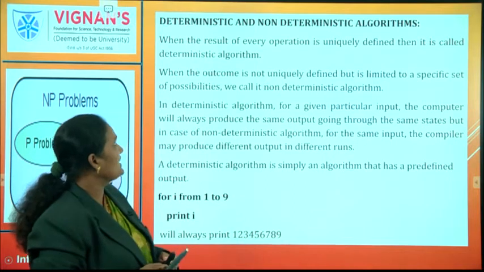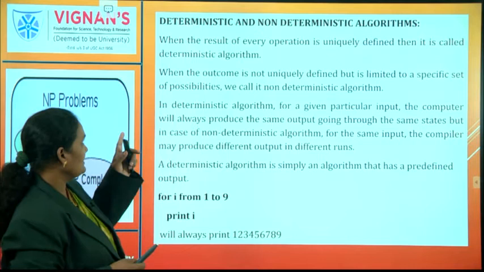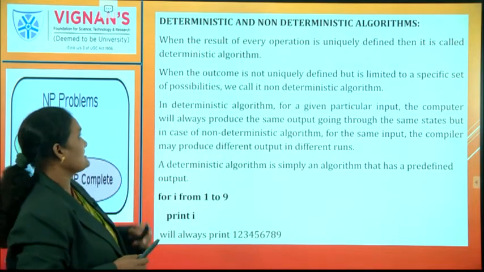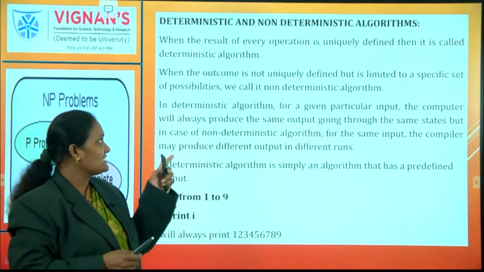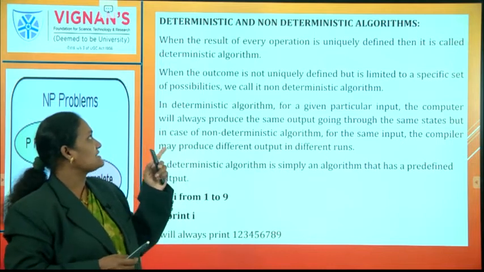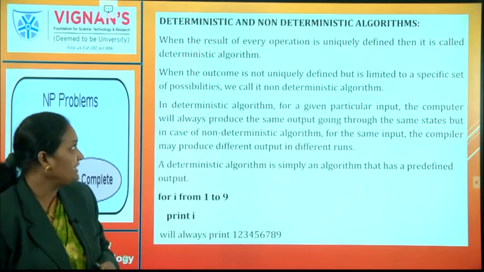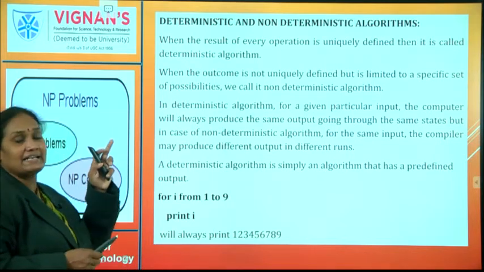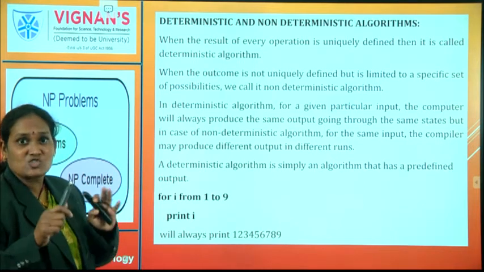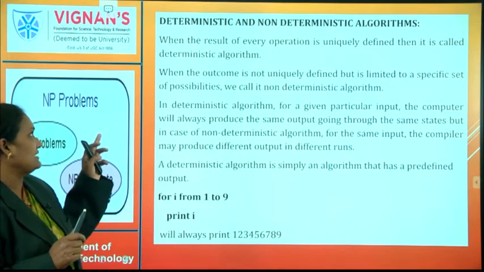Coming to the next one, deterministic and non-deterministic algorithms. What are the deterministic algorithms? What are the non-deterministic algorithms? Let us see. Coming to the first, deterministic algorithms. When the result of every operation is uniquely defined, then it is called a deterministic algorithm. So every operation should have a unique solution. Those types of algorithms are called deterministic algorithms.